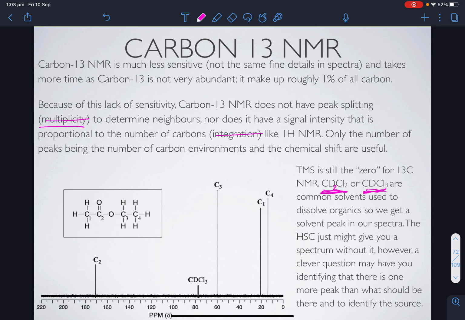So we see this in here, and look at my example here. It's going to be some chemical shift. It's not our 0. I'd say the HSC might give you a spectrum without it. But there could be a tricky question that might have you identify that there's one more peak in your spectrum than there should be, and you might need to identify that. That's probably the solvent. Pretty tricky though. I don't think they're going to go for that.